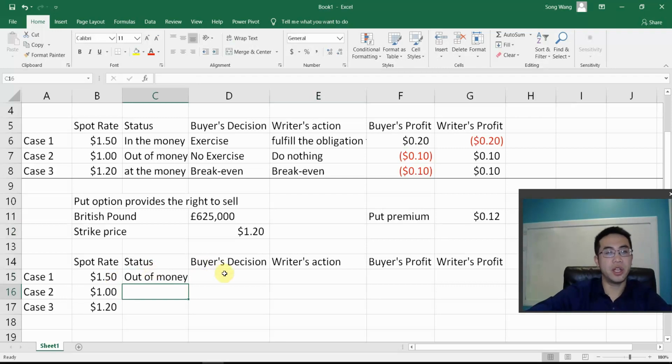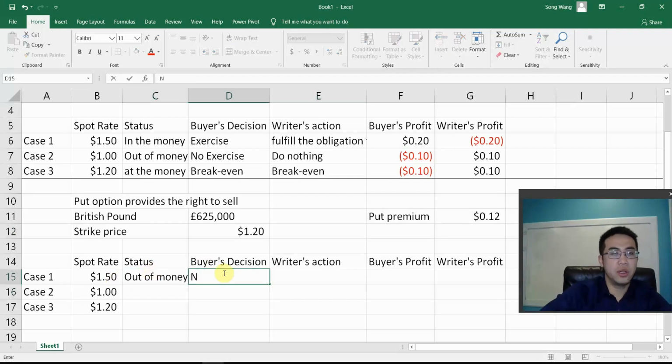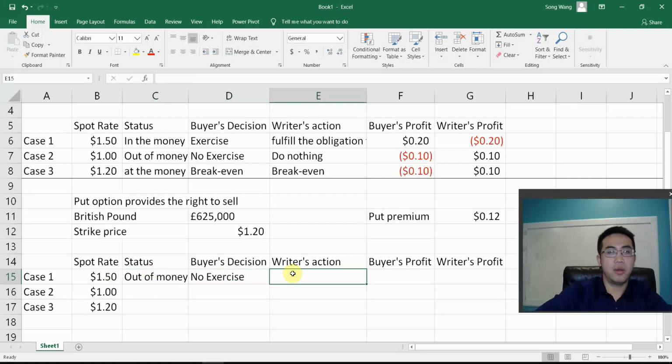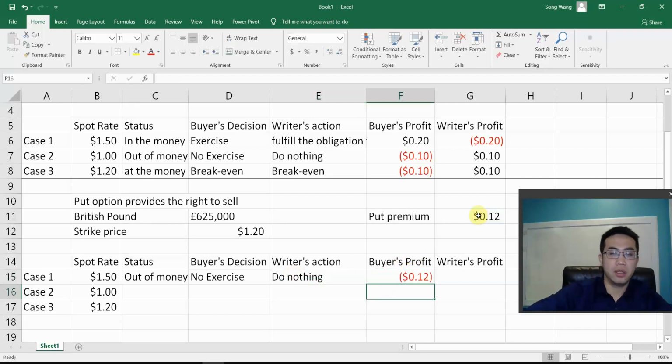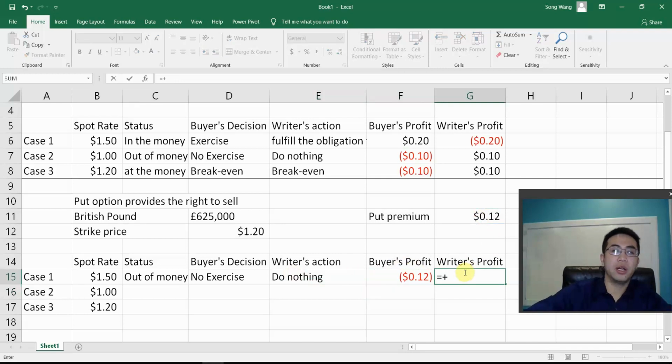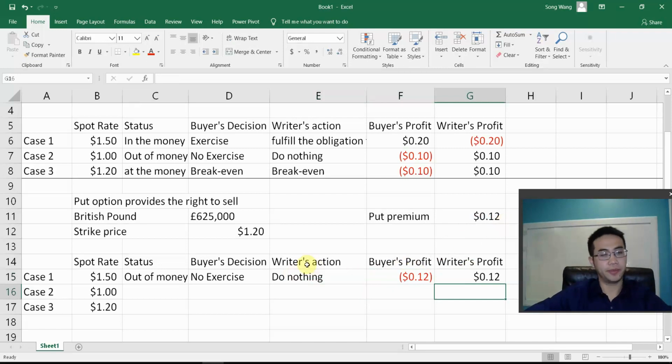So the buyer's decision is just to not exercise the put option, and the writer's action is just to do nothing. For the buyer's profit, you know that the buyer always pays the premium. It's just the negative premium. It has to be suffered. And for the writer, it's a good time. He or she just collects these 12 cents.